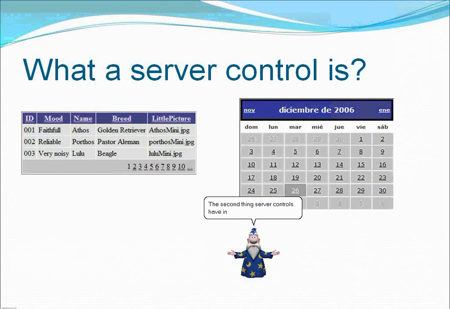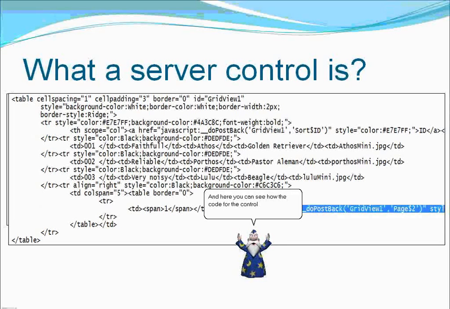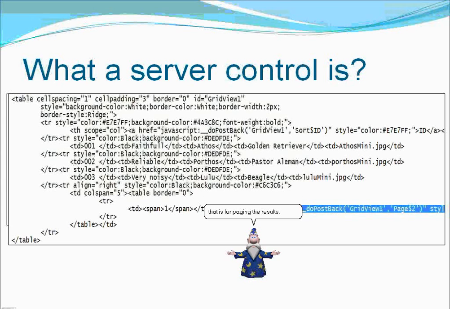The second thing server controls have in common is that they become HTML when the page is returned back to the client. Here is the code for the control at development time in the ASPX page. And here you can see how the code for the control looks in the final page. You also see this by selecting View Source in a browser. As you can see, these server controls have turned into HTML. The grid view server control becomes a table tag. You can ignore the code with a light blue background. That is for paging the results. Take note.